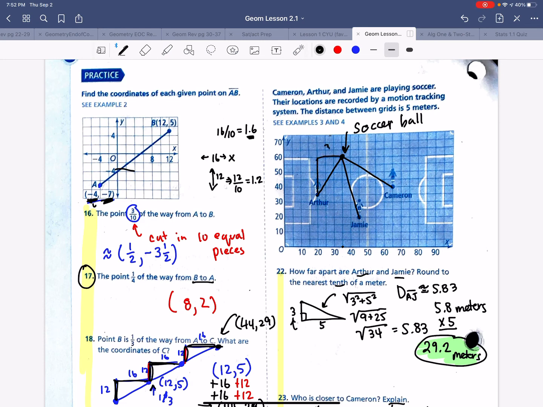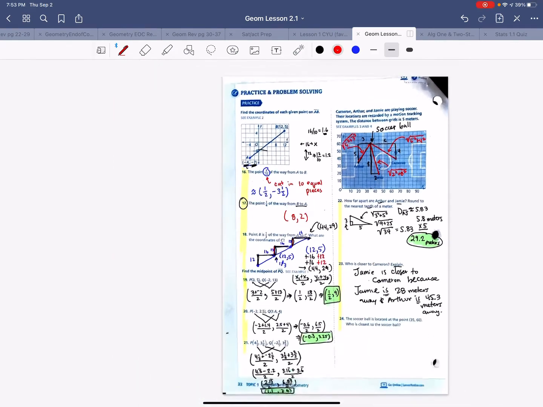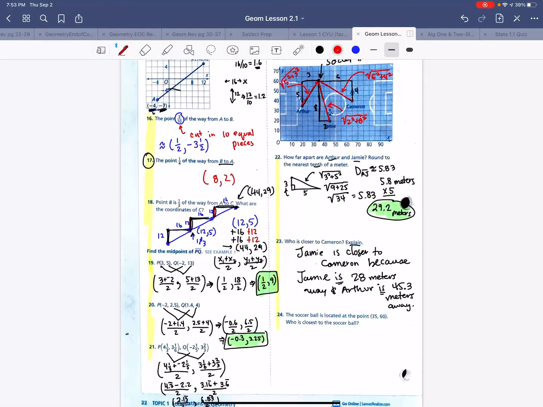So we see a triangle here, 3 and 5. We see a triangle here, 2 and 1, 2, 3, 4, 5, 6, 7, 8. And we see a triangle here, 4 and 1, 2, 3, 4, 5, 6. So we can find each of these dimensions, right? This distance has to be the square root of 5 squared plus 3 squared. This distance has to be the square root of 2 squared plus 8 squared. And this distance between the soccer ball and Cameron has to be the square root of 6 squared plus 4 squared. So we're going to do all those calculations.